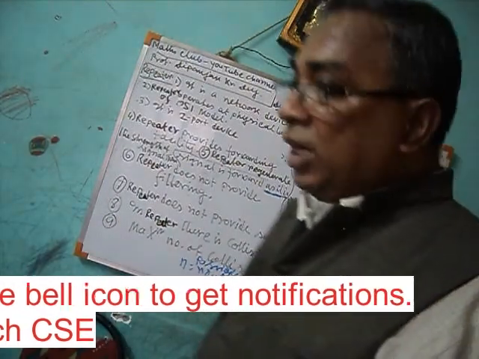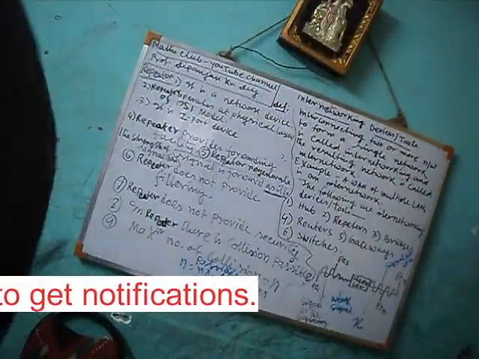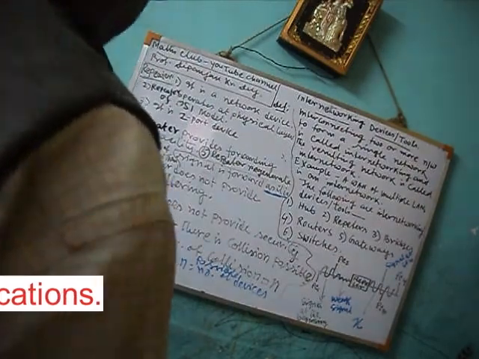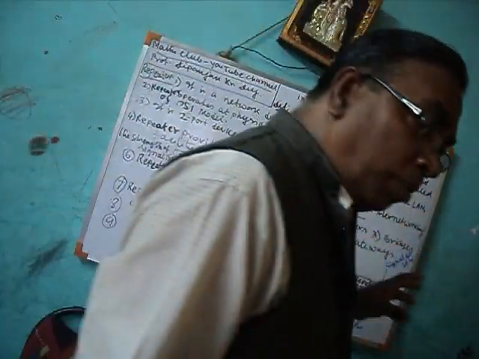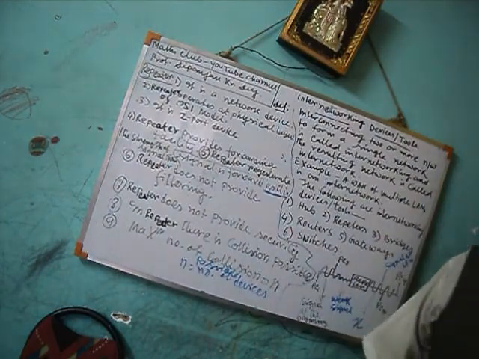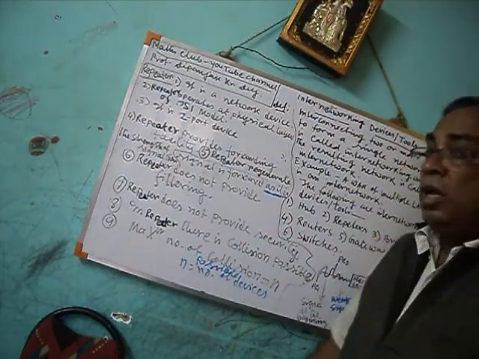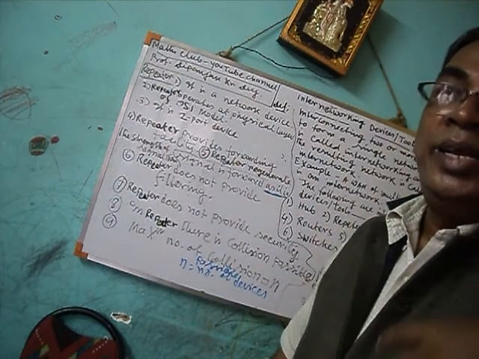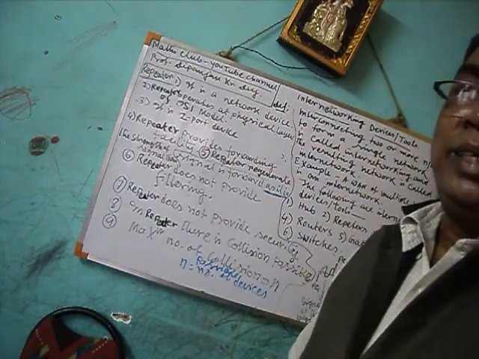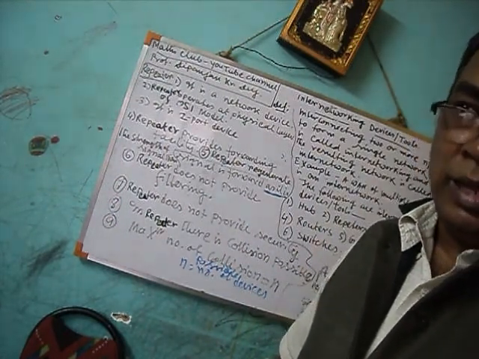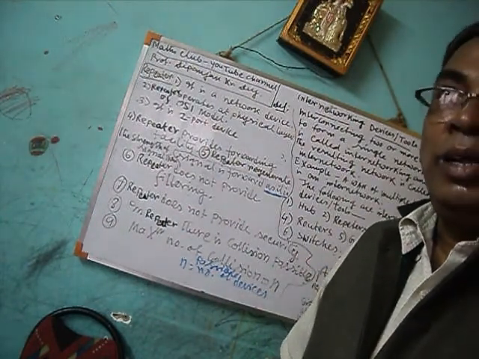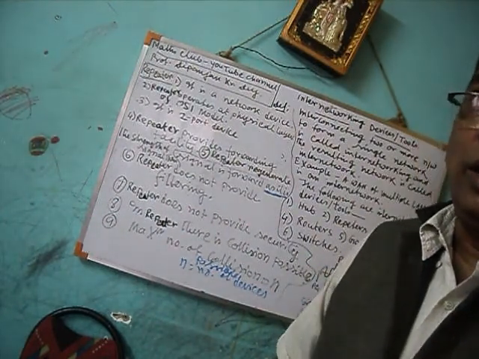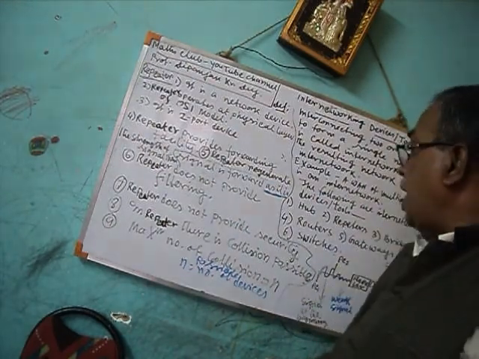I think you understand very nicely. This is the function of the repeater. The main function of a repeater is that it receives the weak signal, regenerates it, increases the strength of the signal, and then retransmits the signal as before.